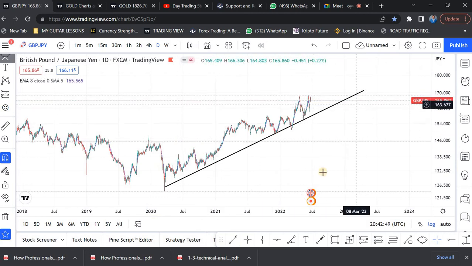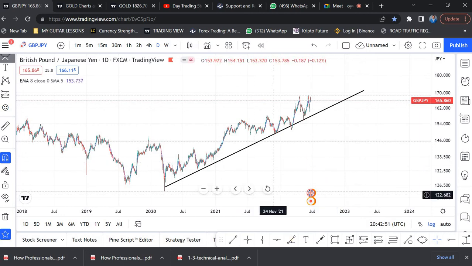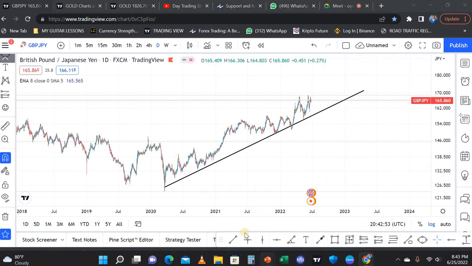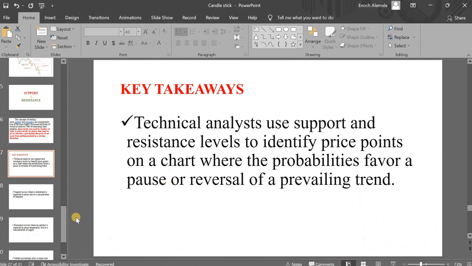2 or more points on the line. So kindly take note of that. Okay, then let's go back to our key takeaways.